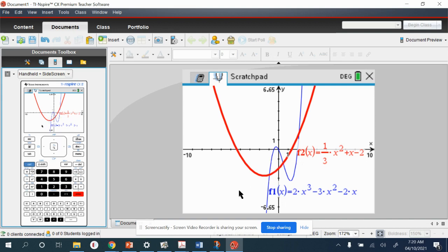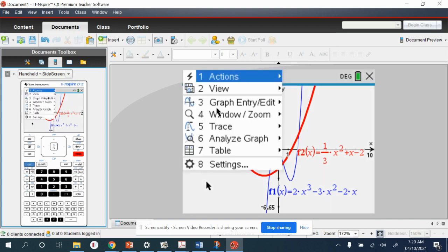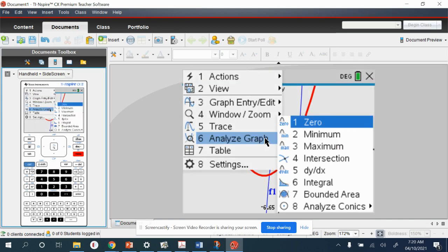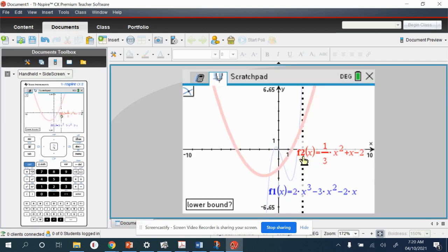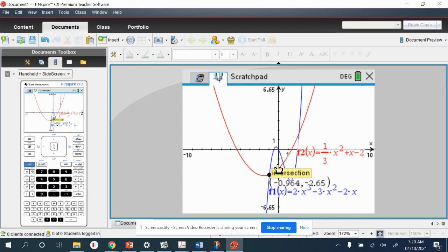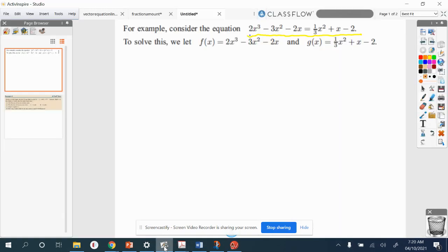So first of all, we're just going to look at those intersection points. So I'll do this a bit more laboriously. So we know we go to Analyze Graph, we go to Intersection, and a little bit easier on my laptop than it is on the screen. So go either side, and then you get your intercept point. Remember, we're just looking at x, so it's 0 minus 0.964. So that's what you would write down as your first solution.